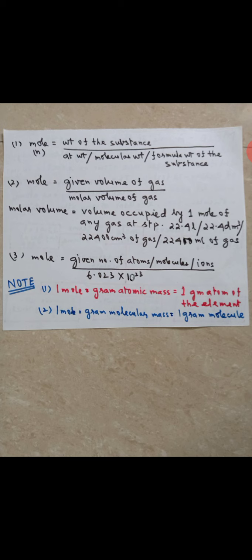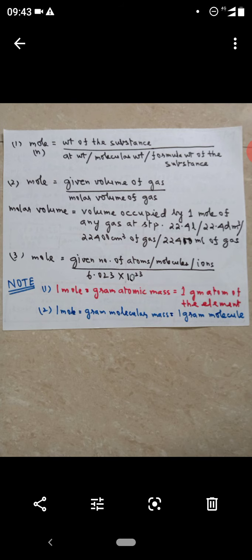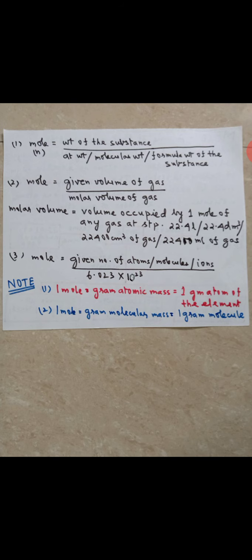See, children generally make a mistake. When I say 1 gram atom, they think that atomic weight is 1 gram. No, 1 gram atom means atomic weight. Got it? 1 gram atom of the element means its atomic weight. 1 gram molecule of the substance means molecular weight. There is a difference between 1 gram molecule and saying the molecular weight is 1 gram, or the weight of this molecule is 1 gram. So understand this word.